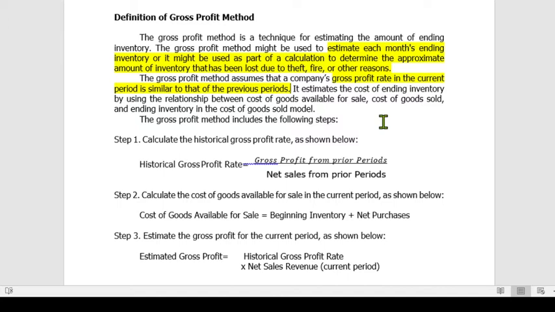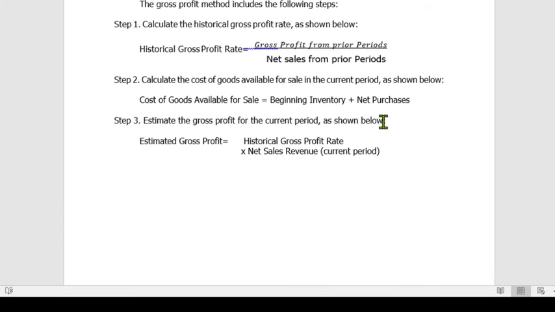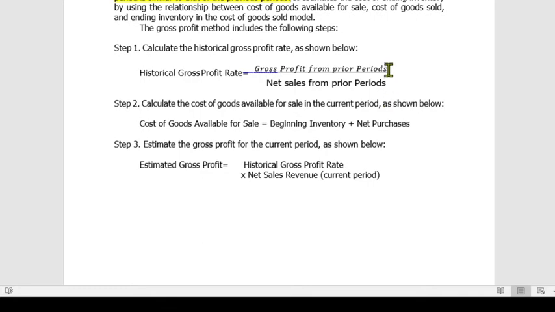So, let us take a look at the steps given to you. Calculate the historical gross profit rate: the gross profit from prior periods divided by the net sales from the prior period. What do you get? The gross profit rate. Then calculate the cost of goods available in the current period. How? The beginning inventory plus the net purchases is your cost of goods available for sale.